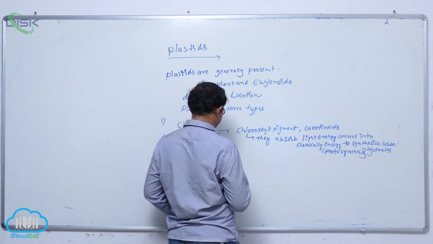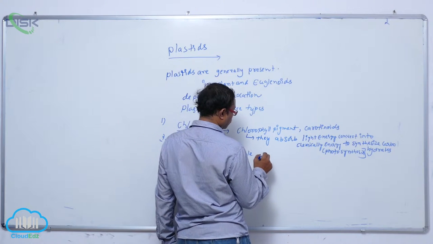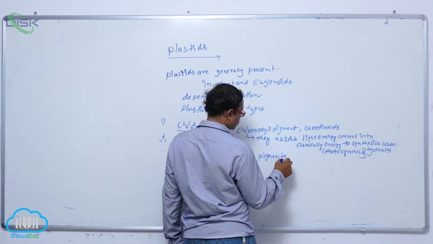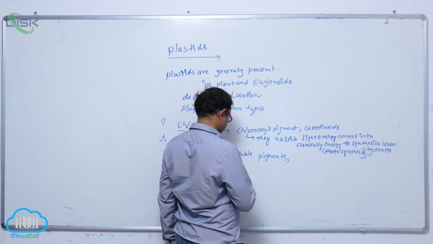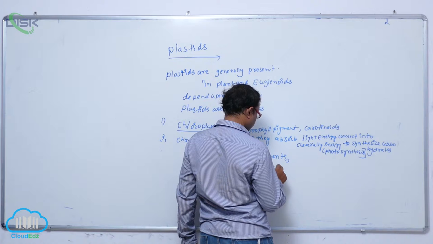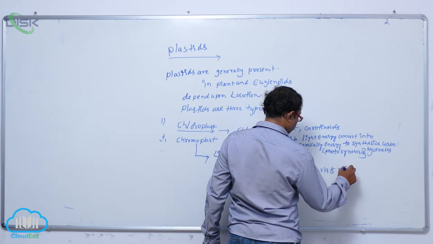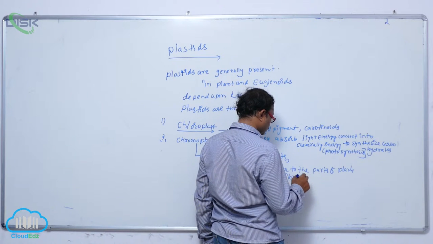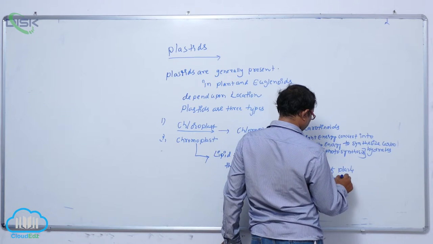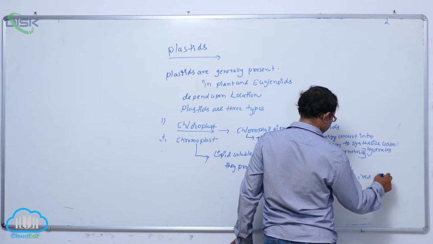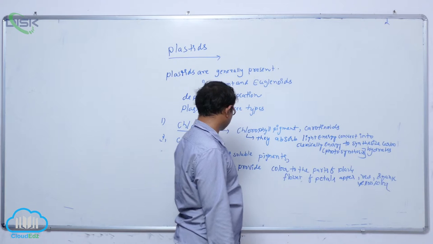After that, chromoplast. Chromoplasts are lipid soluble pigments. They provide color to parts of the plant. For example, petals of flowers appear red, orange, or yellow due to the presence of chromoplasts.